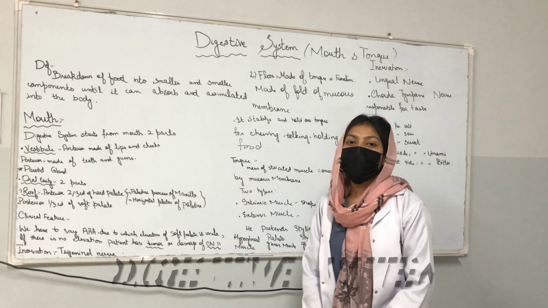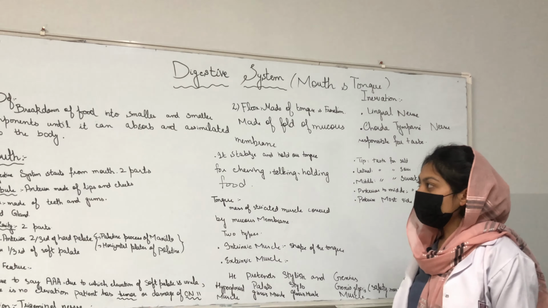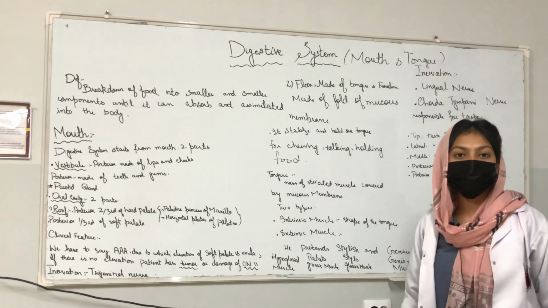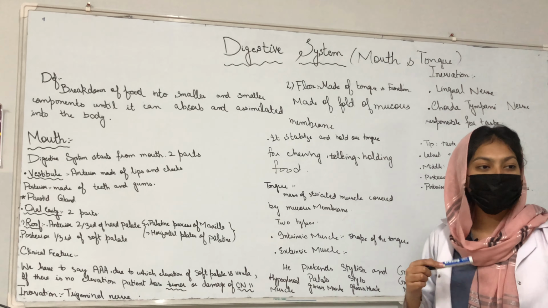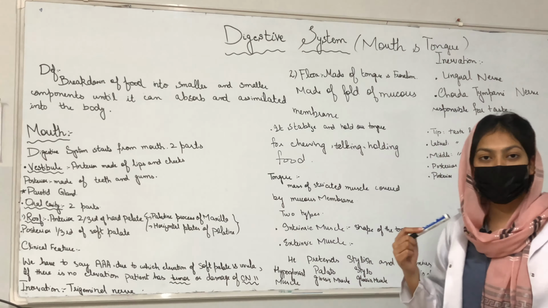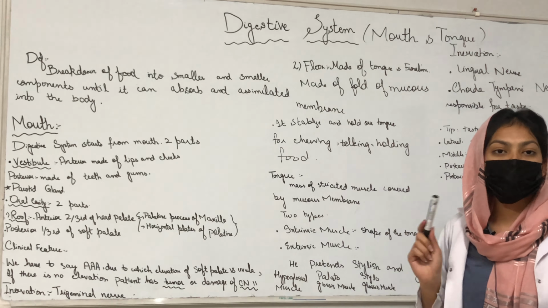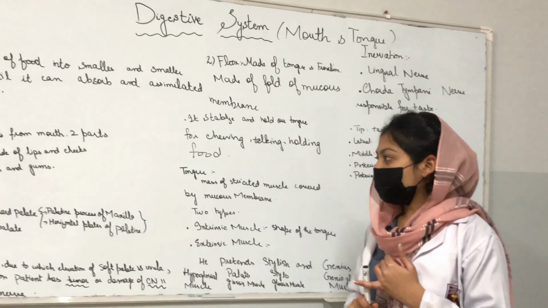Group 1A. Today the topic of our presentation is digestive system. Okay, let's start. Digestive system breaks down food into smaller and smaller components until it can be absorbed and assimilated into our body. Our digestive system starts from our mouth. It has 2 parts, vestibule and oral cavity.